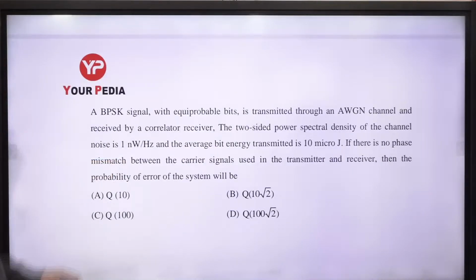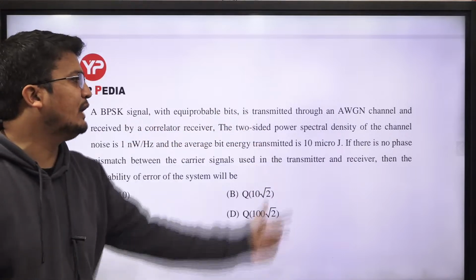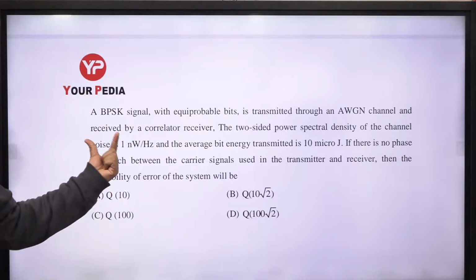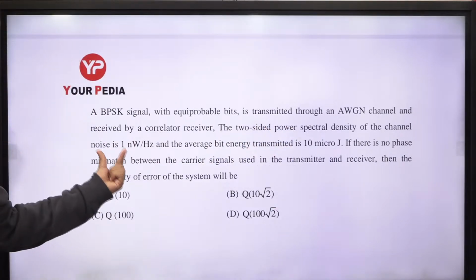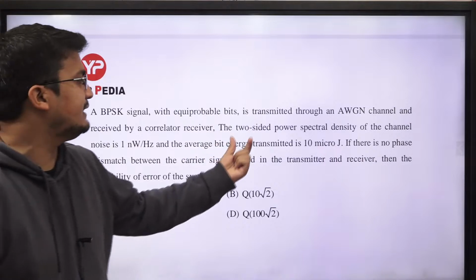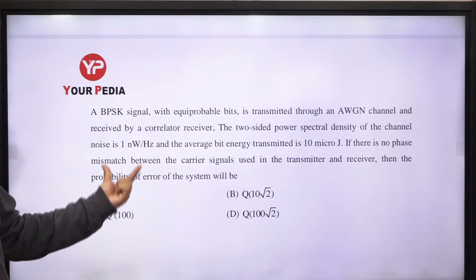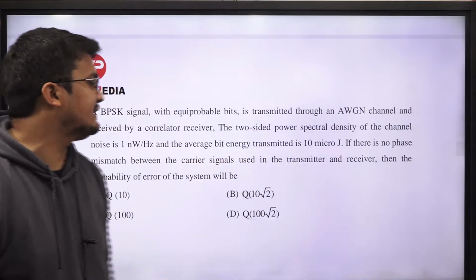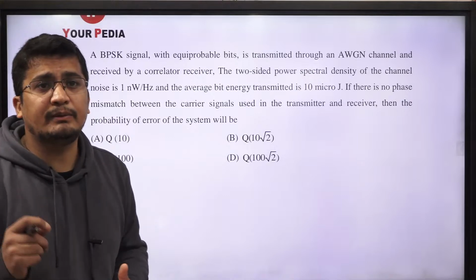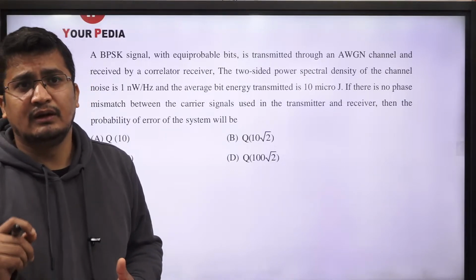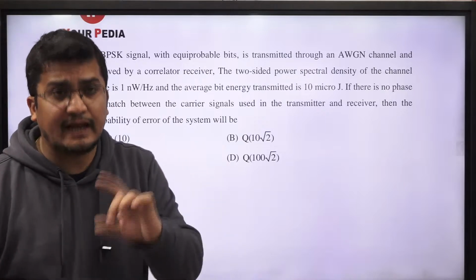You can see this is the question. A BPSK signal with equiprobable bits is transmitted through an AWGN channel and received by a correlator receiver. The two-sided power spectral density of the channel is 1 nanowatt per hertz and the average bit energy transmitted is 10 microjoule. If there is no phase mismatch between the carrier signal used in the transmitter and receiver, then the probability of error of the system will be, see, he is asking the probability of error in terms of the Q function, not the exact value.